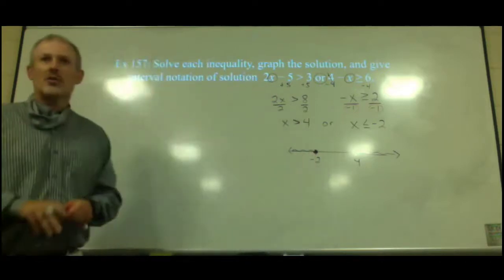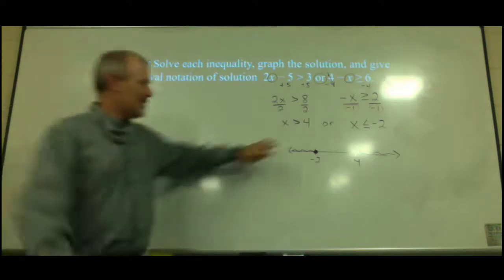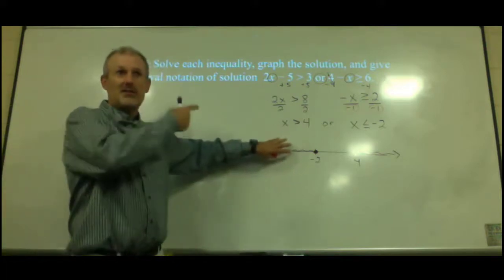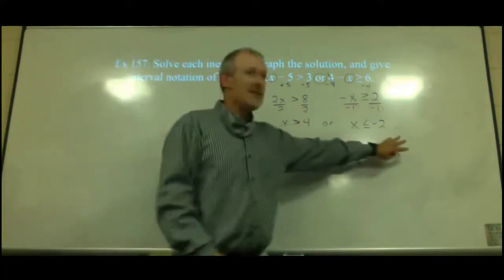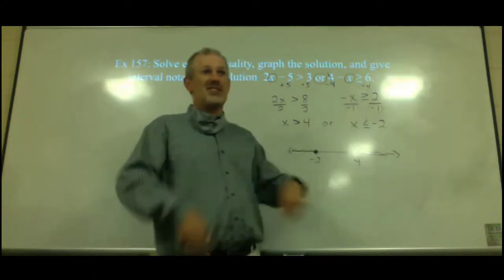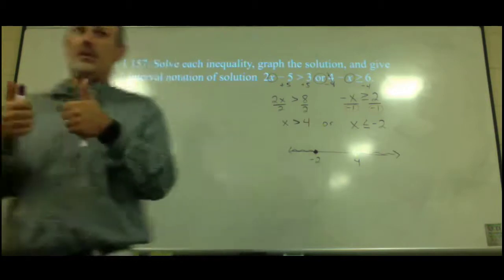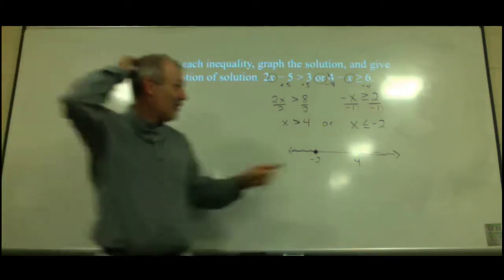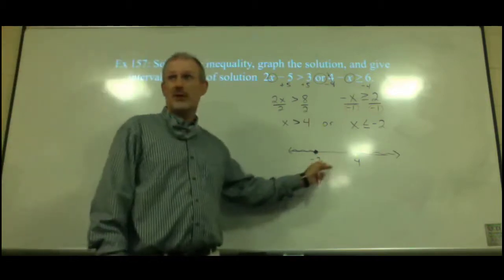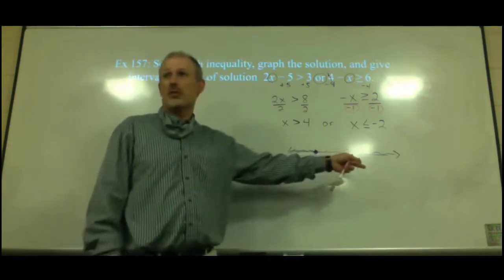So in other words, anything in this area makes this a true statement. Anything in this area makes this a true statement because this is an or statement. As long as one of them is true, we're good. The only area that does not work is the middle between -2 and 4.